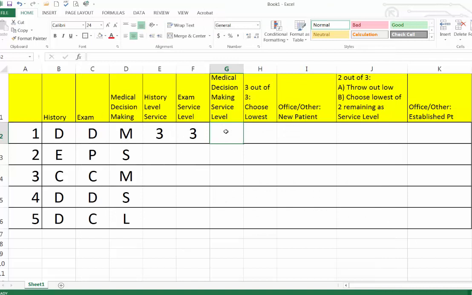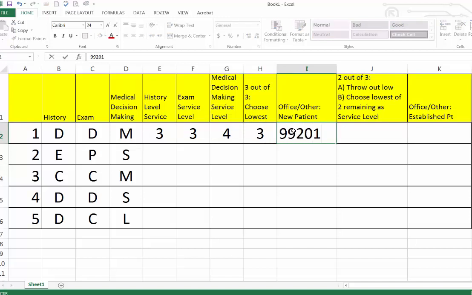So I have 3, 3, and 4. So now I have to choose my lowest service levels. And with 3 out of 3, it doesn't matter that moderate decision making was a service level 4. I must go with my lowest number, and my lowest number is the number 3. So I must bill a service level 3 for new patient in the office, and on my claim form, I will put 99203.